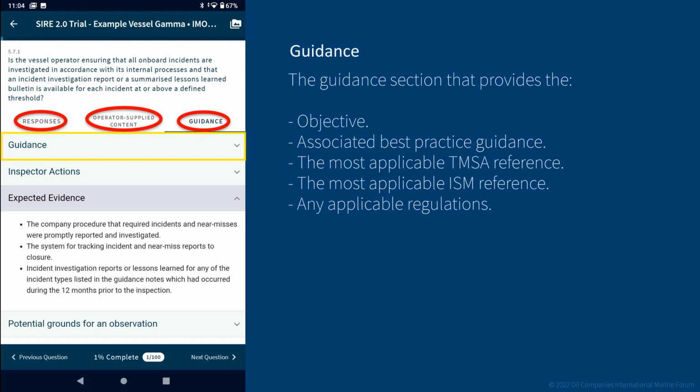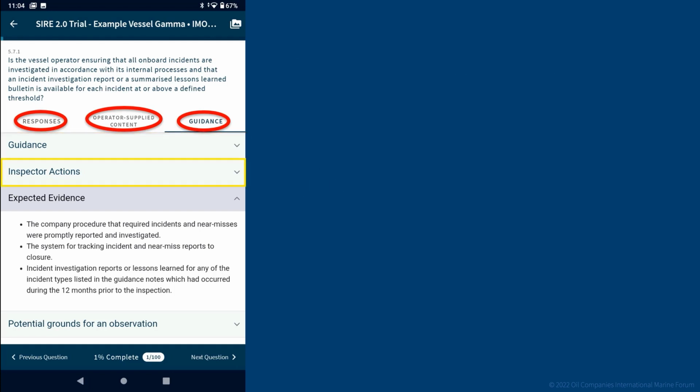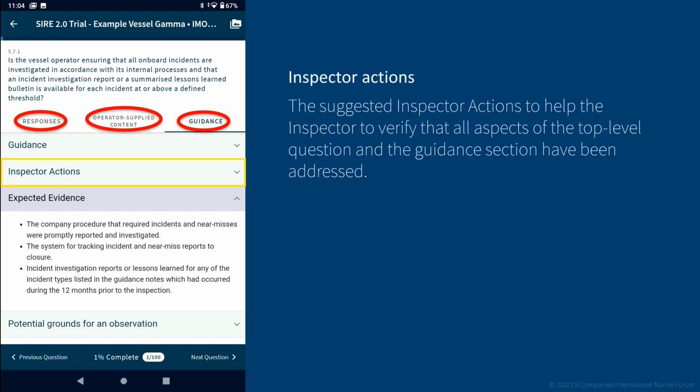Within the Guidance tab, the inspector will find the 4 basic areas of guidance, which include 1. The guidance section that provides the objective, the associated best practice guidance, the most applicable TMSA reference, the most applicable ISM reference, and any applicable regulations. 2. The suggested inspector actions to help the inspector to verify that all aspects of the top-level question and the guidance section have been addressed.